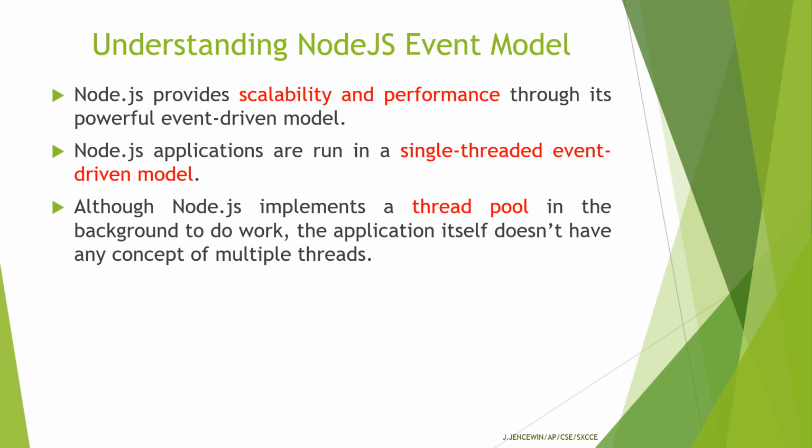A Node.js application uses a single-threaded, event-driven model. Here, the Node.js application uses a single thread to handle multiple client requests. For handling multiple client requests concurrently with this single-threaded model, Node.js implements a thread pool. This actually runs in the background. It contains multiple threads for handling the different requests so that they do not affect the main thread. That is the concept of the Node.js event model, which uses a single thread for handling multiple requests.